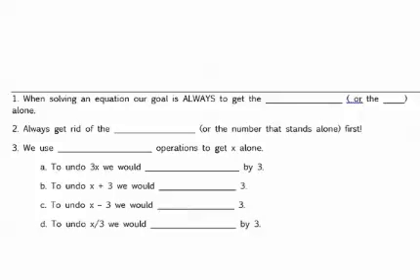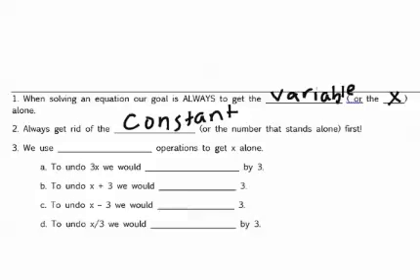Okay, so first off, remember, when we're solving an equation, it is anything with an equal sign. So our goal is always to get the variable, or the letter, most commonly you would see the letter x, alone. We always want to get rid of the constant, or the number that stands alone, first.